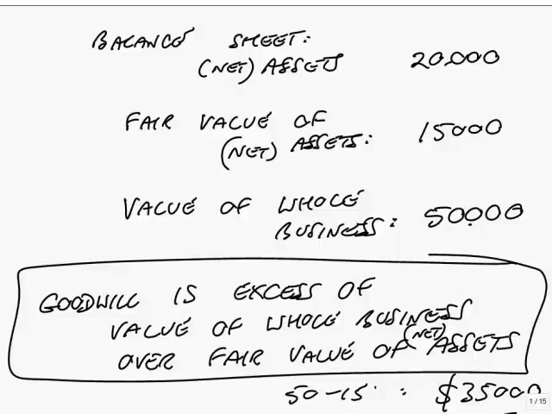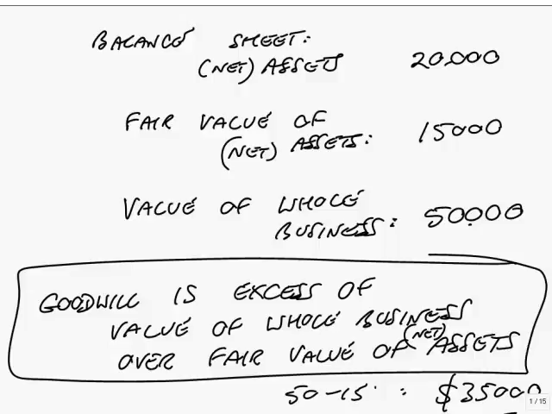But the question is, what about my business? On my balance sheet, I've got 20,000. I think the business is worth a lot more. Okay? Well, it doesn't matter what I think. The accounting standard says you are only allowed to show goodwill in your balance sheet if you've actually bought it.